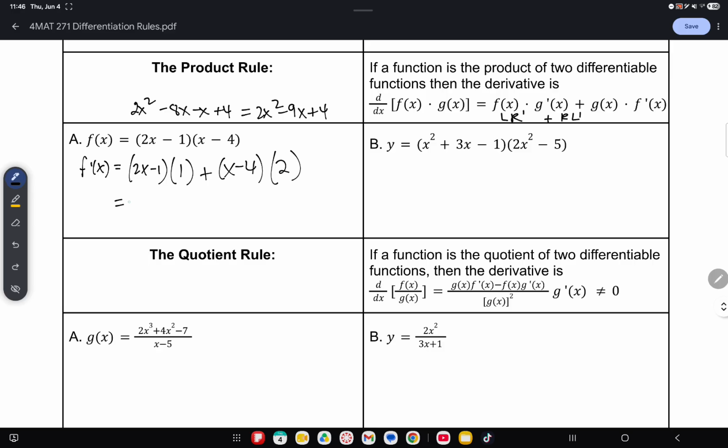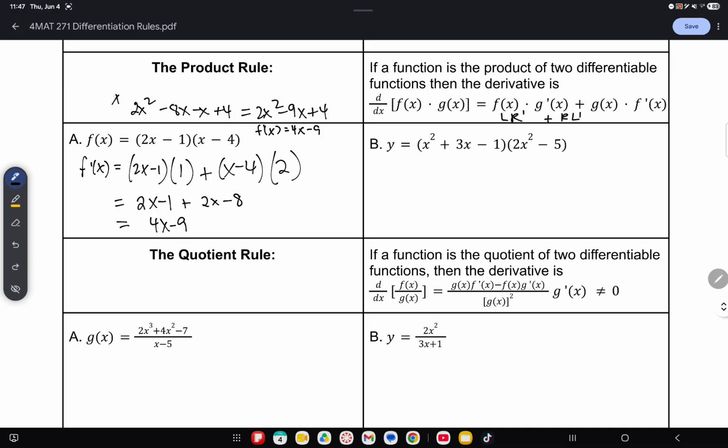And then I can simplify from here and say, all right, 2x minus 1. And then this would be 2x, what was that, minus 8. Combine some like terms, 4x minus 9. Isn't that the same thing we'd get here? F prime would be 4x minus 9. So we get the same things.